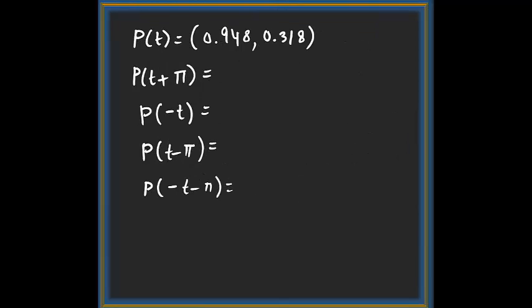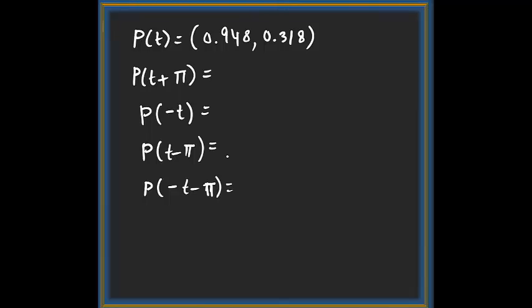We are given another problem where it says PT is the point 0.948 comma 0.318. So we need to find P(t plus pi), P(negative t), and then P(t minus pi), and then P(negative t minus pi). So this will be a very simple idea. You just need to see in which quadrant you are.